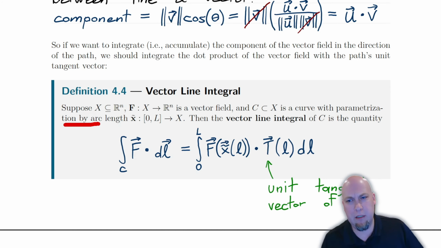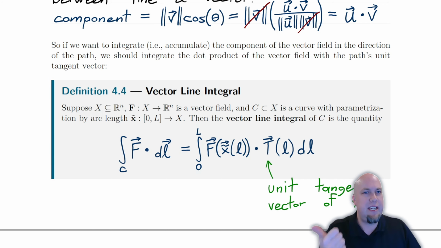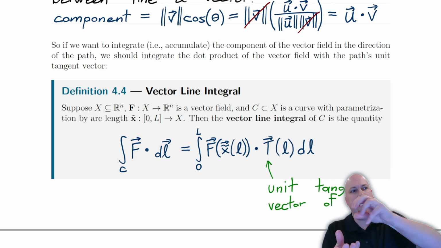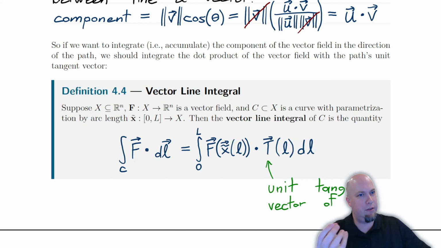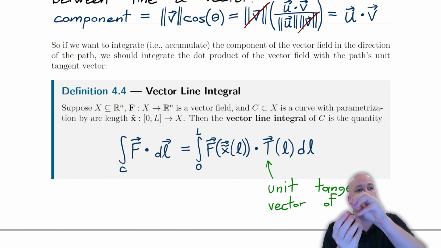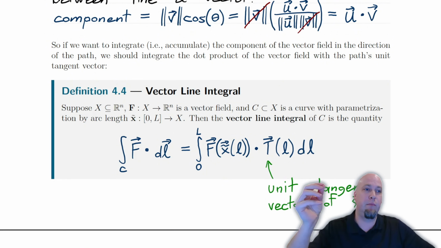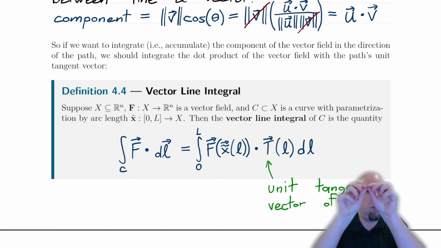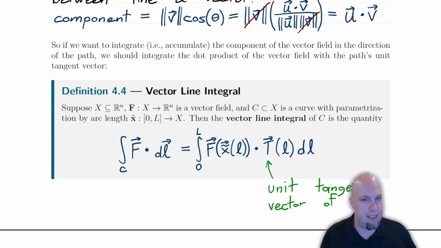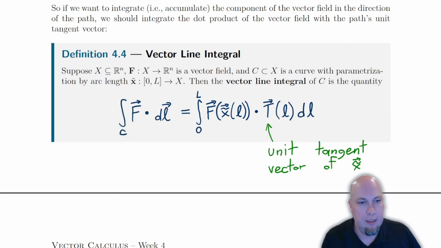If you're wondering why on earth we have to use a parameterization by arc length, it's for the same reason that we had to do that for scalar line integrals. I don't want to be accumulating things relative to how much time has passed for a particle tracing out the curve. I want to accumulate things relative to how far I've moved along the curve. I want this to be a path independent quantity. I want it to just depend on the curve itself. So that's why I define it in terms of a parameterization by arc length.